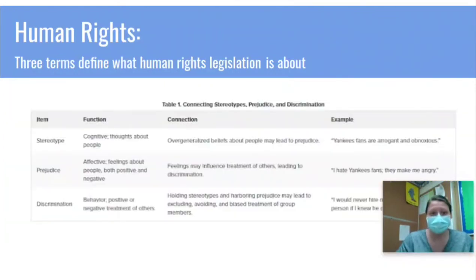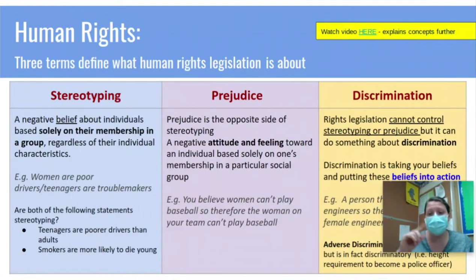Okay, so continuing on, there's a few more connections and examples there for you to explore on your own to make sure that you are understanding. So when we look at these, our laws are against discrimination. We have no way of knowing what's going on in people's heads to know if they are stereotyping or if they do have prejudice.